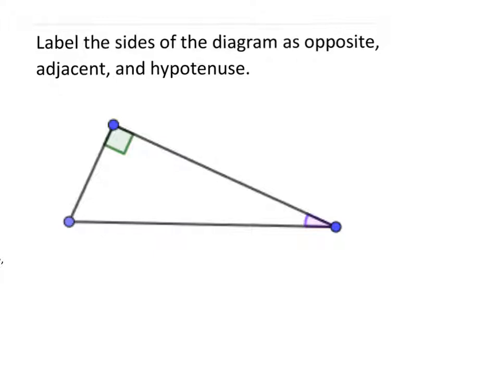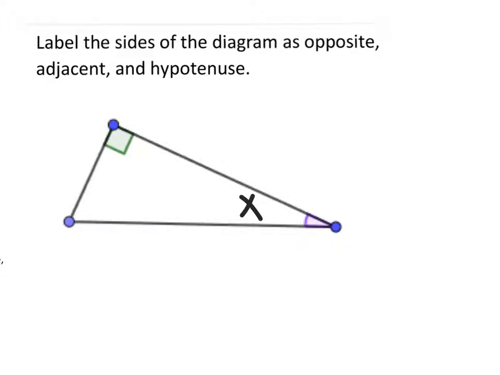First, let's recall how to label the sides of a triangle as opposite, adjacent, and hypotenuse. Before we can label the sides of the triangle, we have to determine what's our reference angle. What angle are we going to say it's the sine of, or the cosine of, or tangent of? In this example, we'll consider the highlighted purple angle as our reference angle, and I'll just call it x.